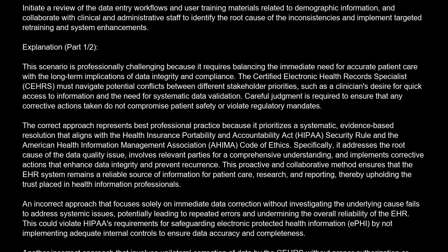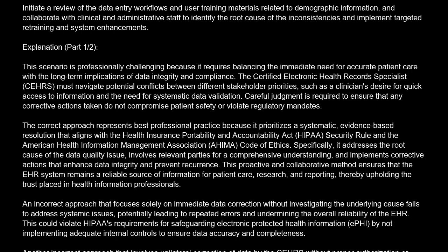Careful judgment is required to ensure that any corrective actions taken do not compromise patient safety or violate regulatory mandates. The correct approach represents best professional practice because it prioritizes a systematic, evidence-based resolution that aligns with the Health Insurance Portability and Accountability Act, HIPAA Security Rule, and the American Health Information Management Association, AHIMA Code of Ethics. Specifically, it addresses the root cause of the data quality issue, involves relevant parties for a comprehensive understanding, and implements corrective actions that enhance data integrity and prevent recurrence.